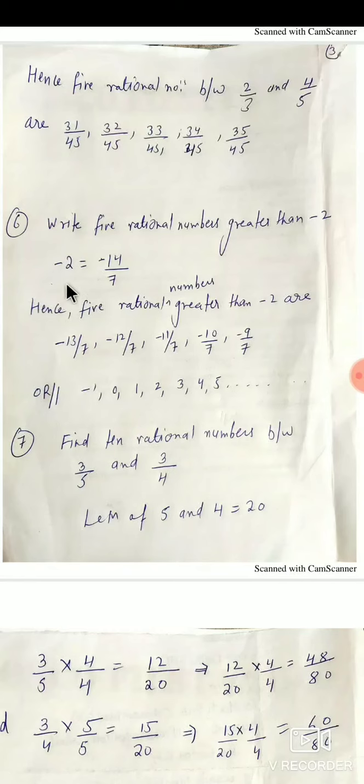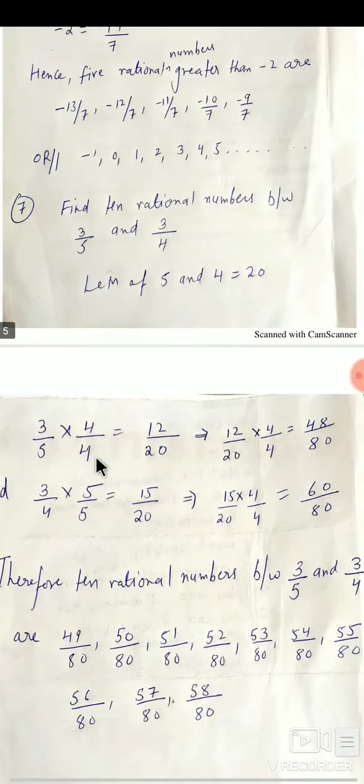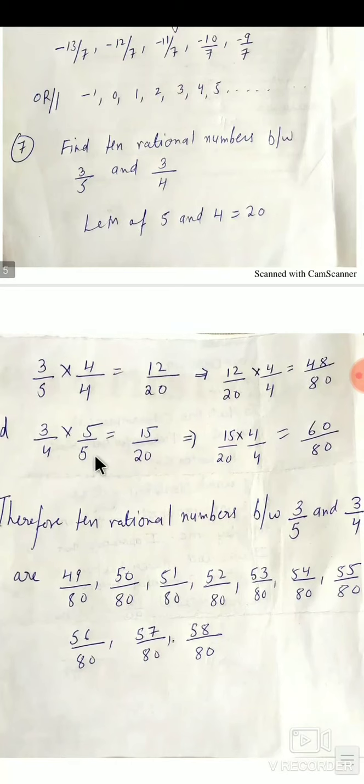But what is the process? Minus 2 can be presented in the form of minus 14 by 7, because the denominator I have to take more than 5. So I can write down these rational numbers greater than it. Observe that you have to write down greater numbers. So that means minus 14 by 7. In the negatives, the smaller numbers are the greater ones. So minus 13 by 7, minus 12 by 7, minus 11 by 7, minus 10 by 7, minus 9 by 7. Sometimes in a hurry, you will write down minus 15 by 7, but that becomes smaller. Here you have to write down greater. Clear?